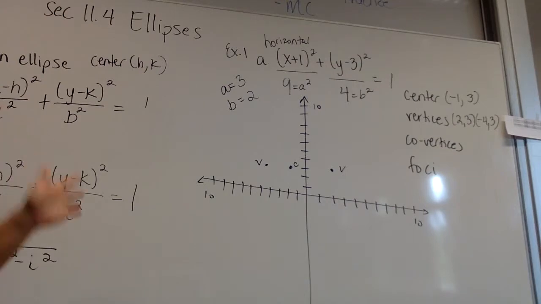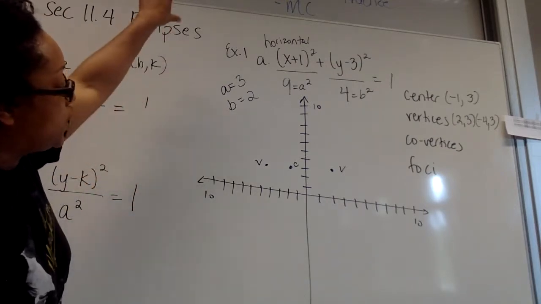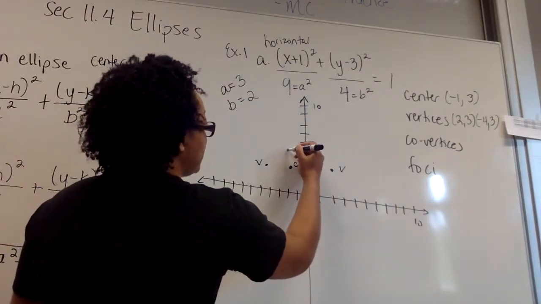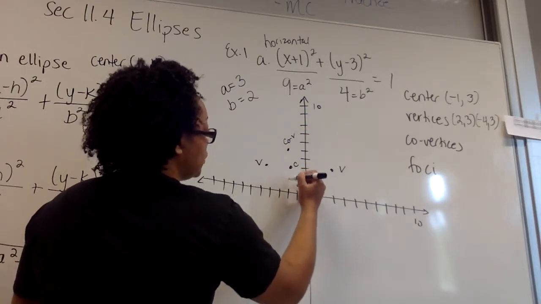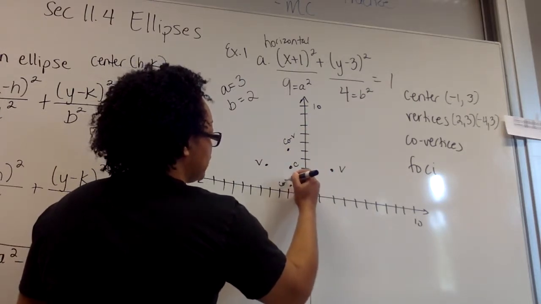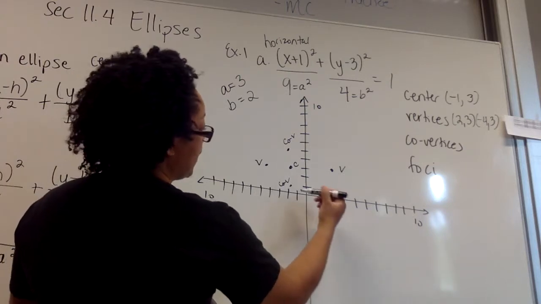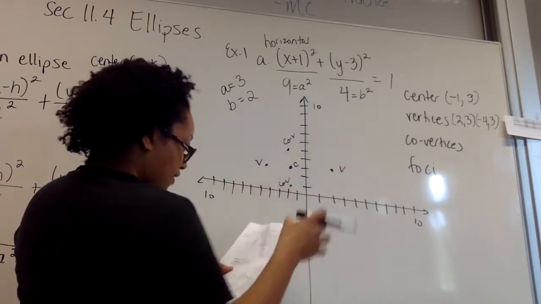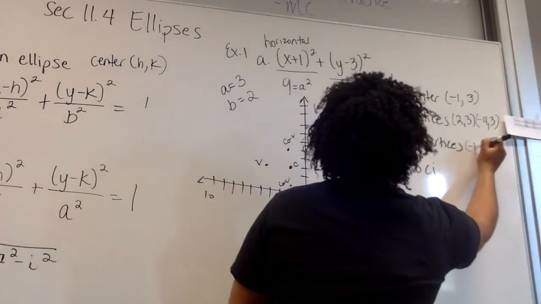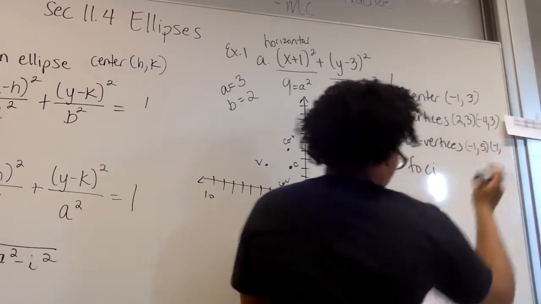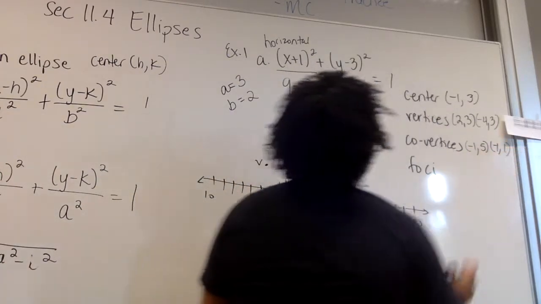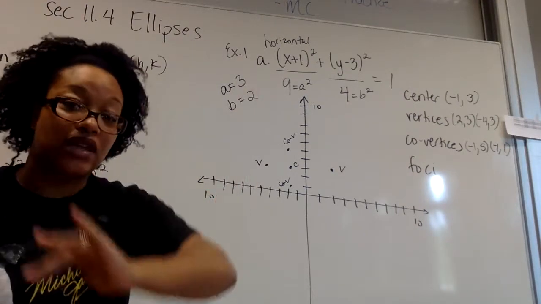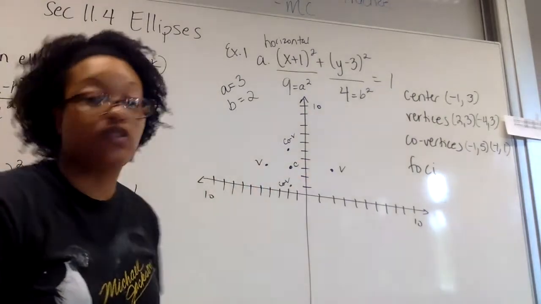My B is 2, and that's going to be the center to the co-vertices. So that means I'm going to go up 2 to get my co-vertices and down 2 to get the other one. And then we just label the coordinates. So that's -1 and 5. It's one of them. And the other one is -1 and +1. There's my co-vertices. Now, at this point, you have enough if you want to go ahead and loop your points around to see your ellipse. So let's go ahead and do that.